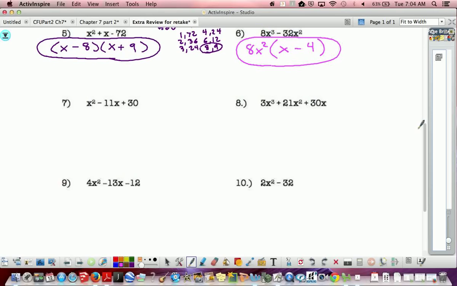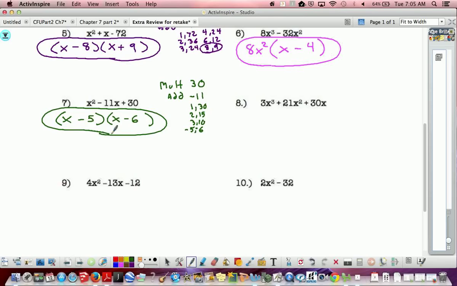All right, continuing on. Number 7, x squared minus 11x plus 30. So again, I'm thinking of factors of 30, so multiples of 30 that add to negative 11. So I know it's not 1, 30, 2, 15, 3, 10, 5, 6. Both have to be negative, so minus 5, minus 6. They both have to be the same sign since the 30 is positive. That one works out.